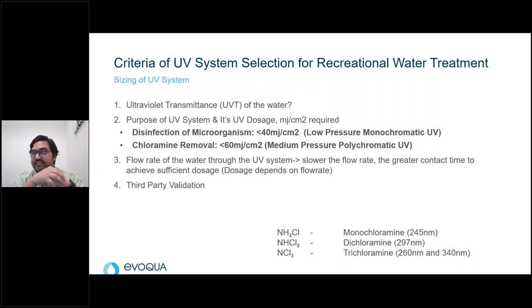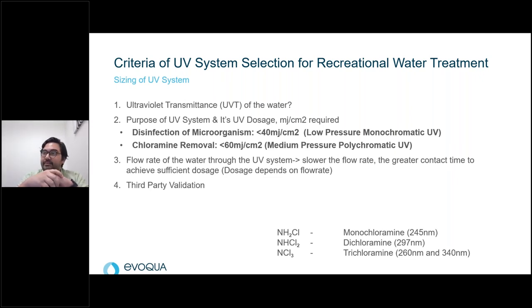Okay, when you choose your UV system, there is criteria that you need to understand in order to select your UV for your swimming pool. Number one is UVT. UVT is basically the cleanliness of your pool water, so that the UV can dose efficiently into the water where microorganisms are. Second is the purpose of the UV and the required dosage for your pool.